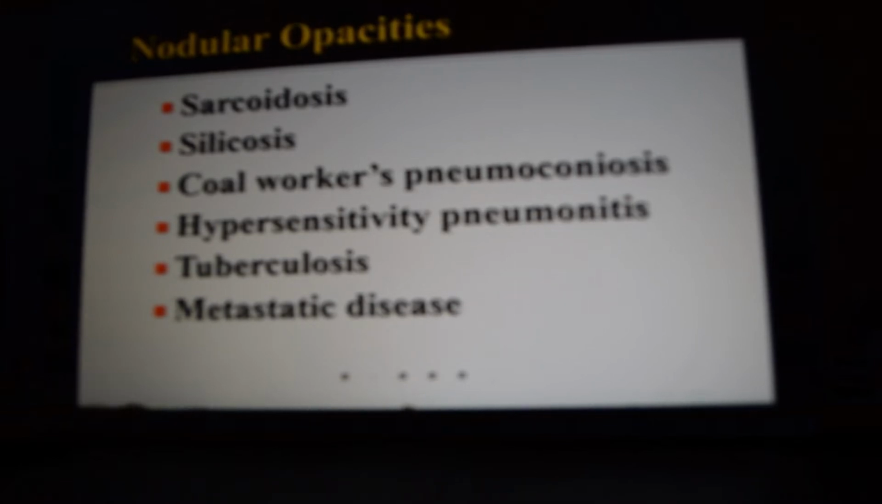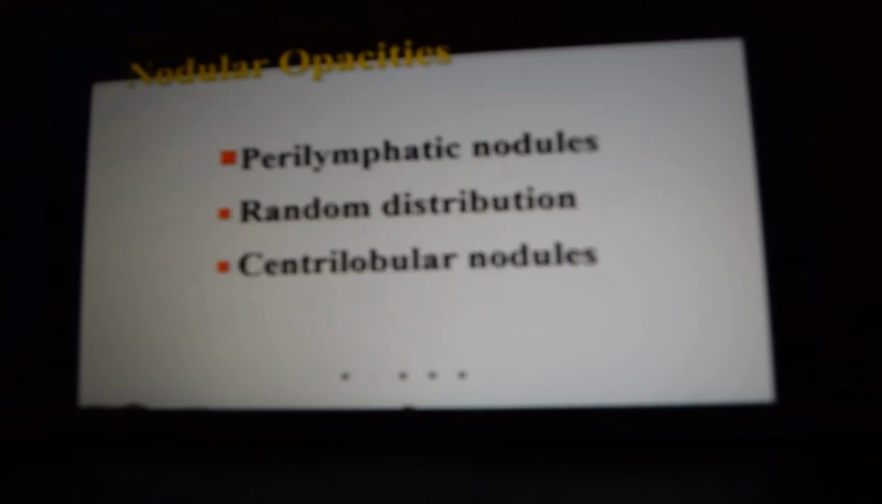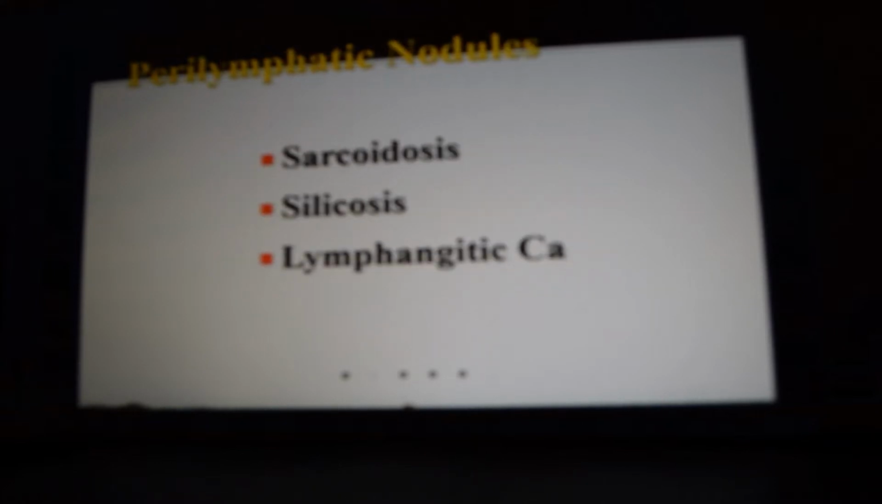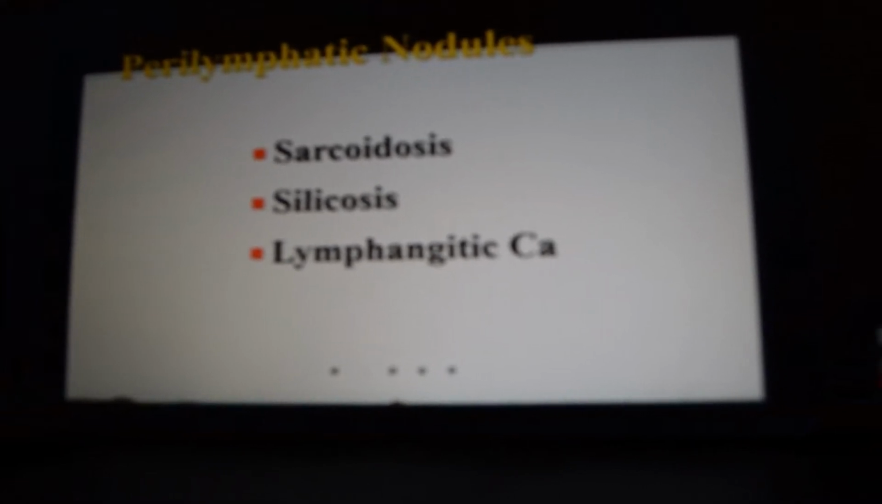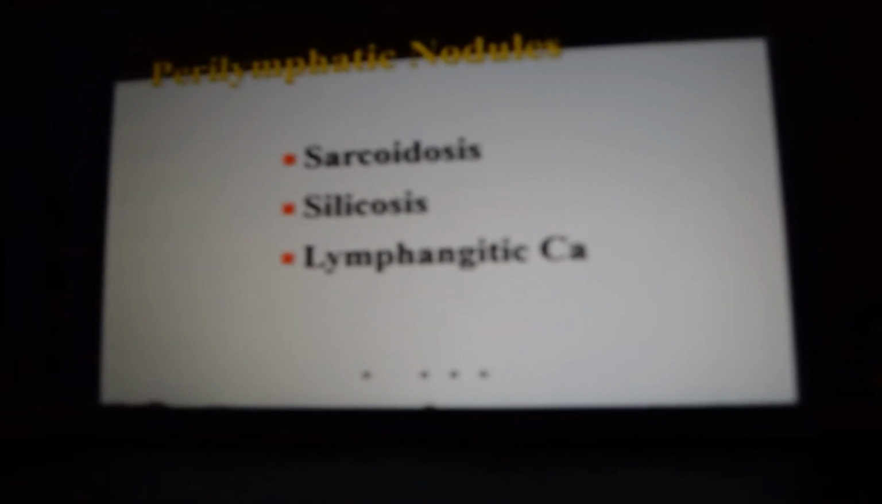So nodules are not a heritage of metastatic disease. Infectious and inflammatory disease both can lead to such a problem. And nodules can be perilymphatic, randomly distributed, and centrilobular. The perilymphatic nodules can be due to sarcoidosis, silicosis, and lymphangitic carcinoma. So what type of nodules are these?